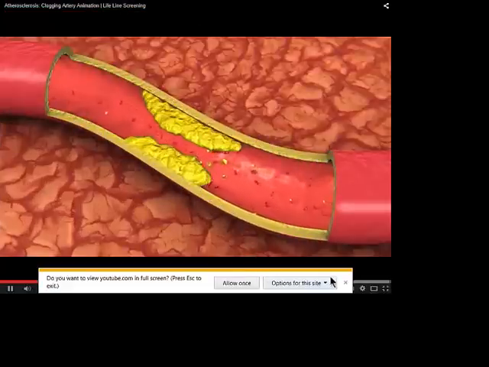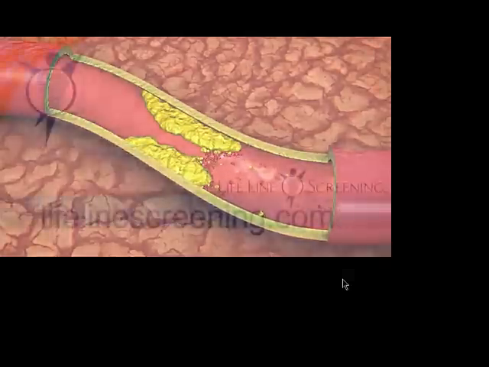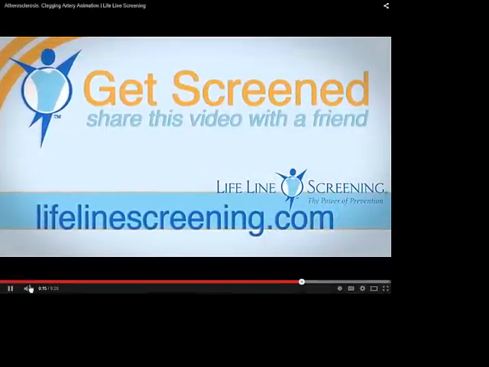Atherosclerosis is the buildup of fatty plaque on the inside of the arteries. This buildup narrows the artery and impedes or blocks blood flow. Ultrasound imaging shows the blood flow in the arteries. Get screened and share this video with a friend.